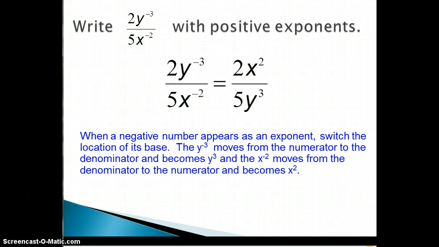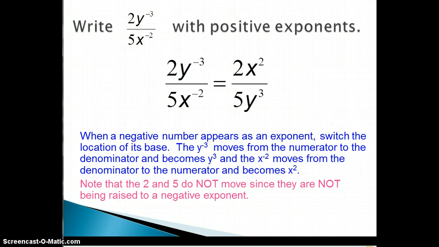And then the x to the negative 2 that's in the denominator will get moved to the numerator, and that exponent changes to positive. And then note that the 2 and the 5 did not move. This is because those numbers are not being raised to the negative exponent. Only the x and y were being raised to a negative exponent. So those are the only things that got moved.